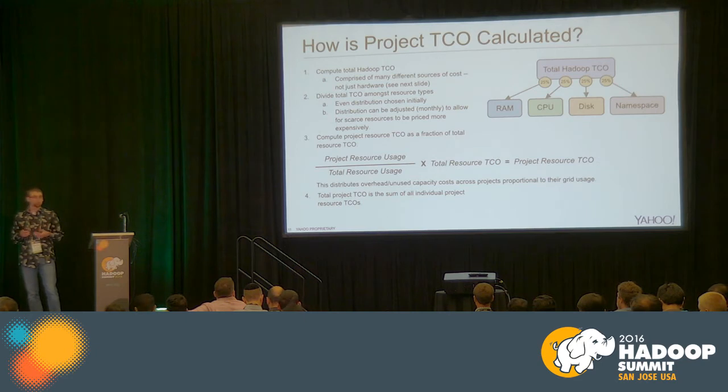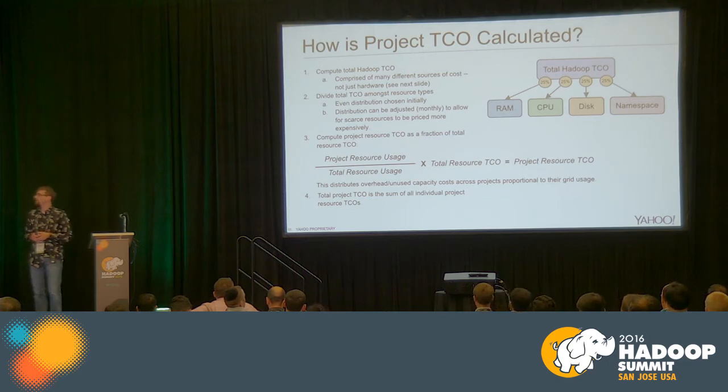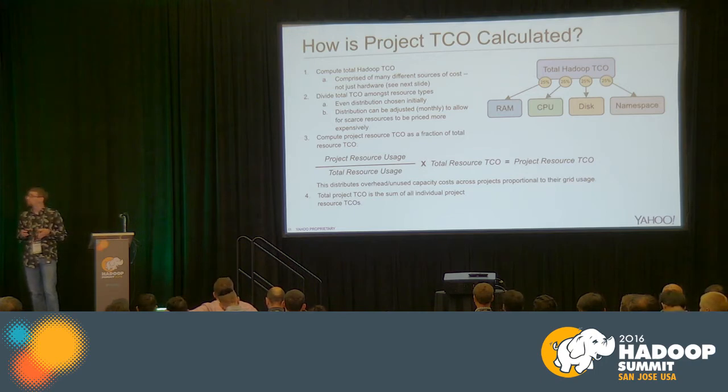So if CPU turns out to be plentiful on average and disk is what's really scarce, we might drop CPU down to only 20% of the cost and raise disk up to 30%. Now, I think the interesting part about this is that we divide the project's amount of a resource used on a particular cluster by the total amount of that resource used across the whole platform. And we multiply that by that total resource cost, that 25%, and what comes out is a dollar cost for that project, for that resource on that cluster. And of course, the total cost is the sum of all those resource costs.